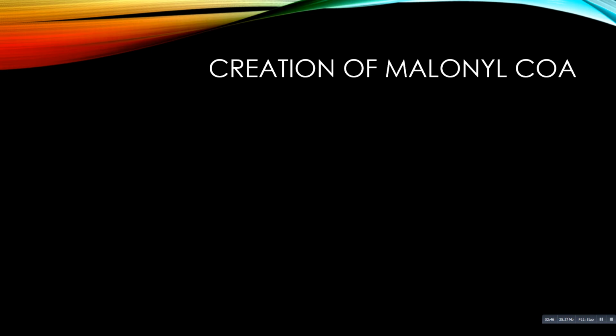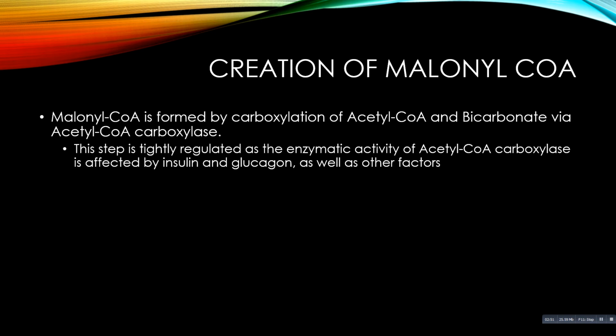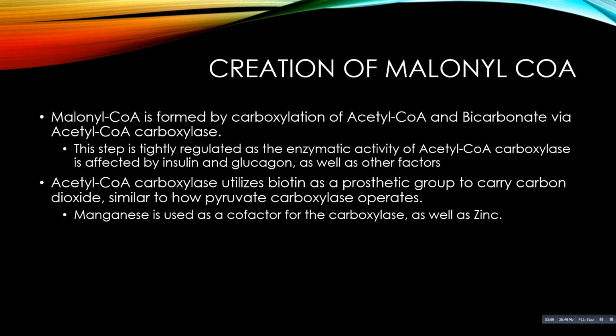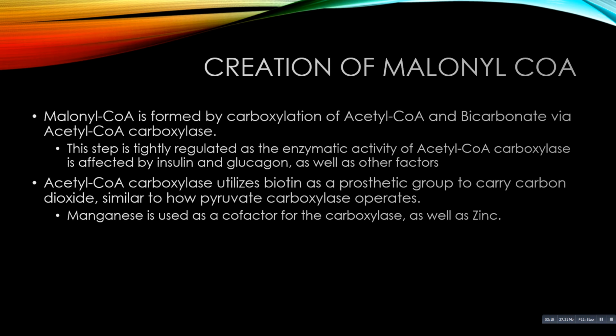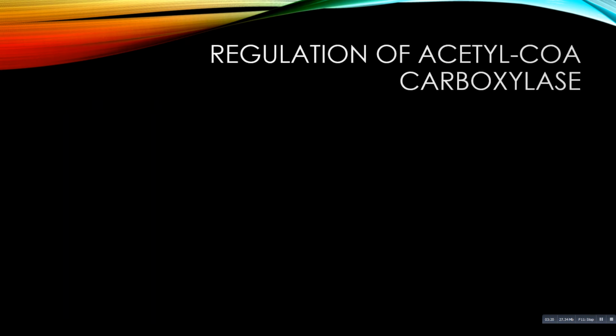Alright, one of the first things that we need to do for fatty acid synthesis is the creation of malonyl-CoA, which is formed by the carboxylation of acetyl-CoA and bicarbonate via acetyl-CoA carboxylase. This step is tightly regulated as the enzymatic activity of acetyl-CoA carboxylase is affected by insulin and glucagon as well as other factors. Acetyl-CoA carboxylase utilizes biotin as a prosthetic group to carry carbon dioxide, similar to how pyruvate carboxylase operates. Manganese is also used as a cofactor for the carboxylase as well as zinc.